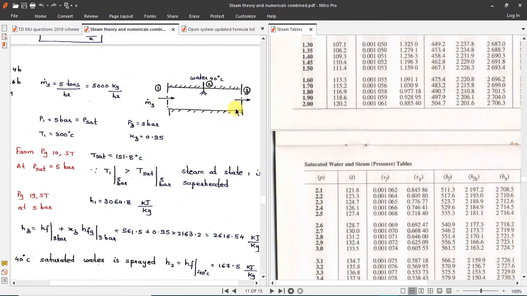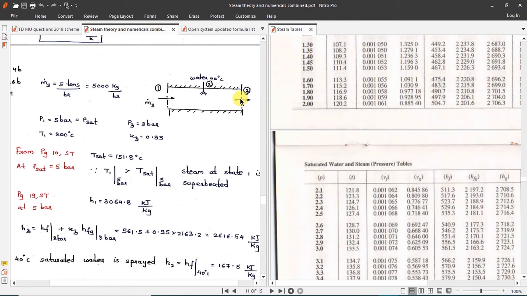At point number 1 we came to a conclusion that the steam is superheated steam. So superheated steam is being injected, water is sprayed into the superheated steam, and what is the result of that? We get wet steam at the exit. Now in all, we can consider this numerical like this also.